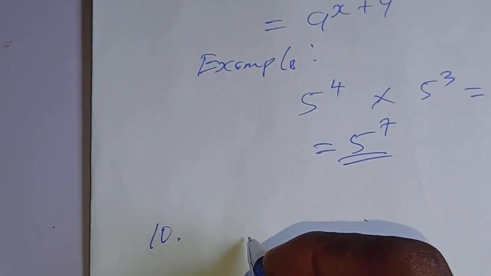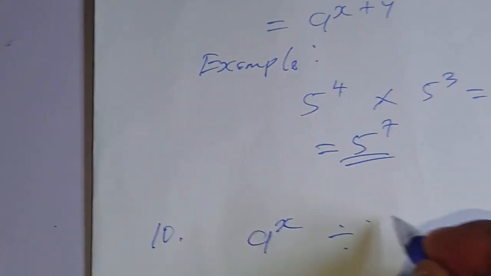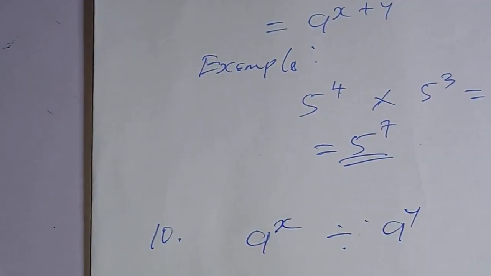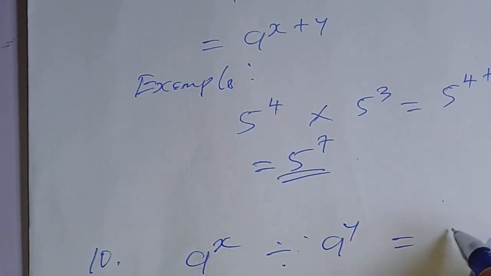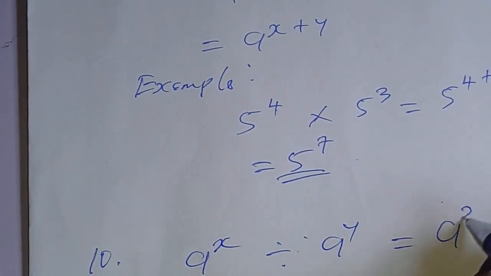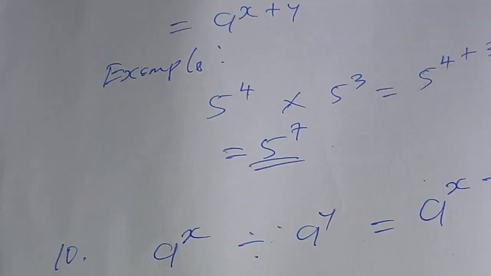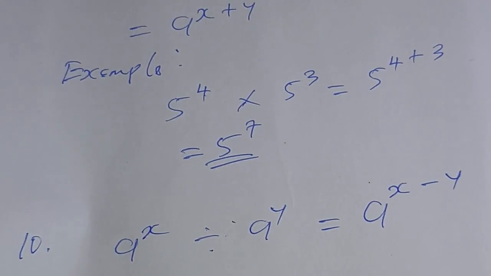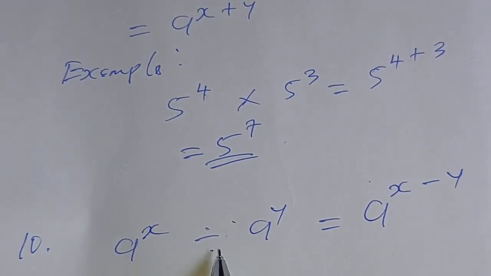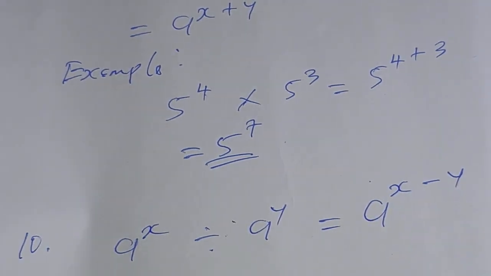Here it states that if you have a raised to the power x divided by a raised to the power y, what it means is a raised to the power x minus y. You can see that there. If you have a raised to the power x divided by a raised to the power y, that means it's a raised to the power x minus y.